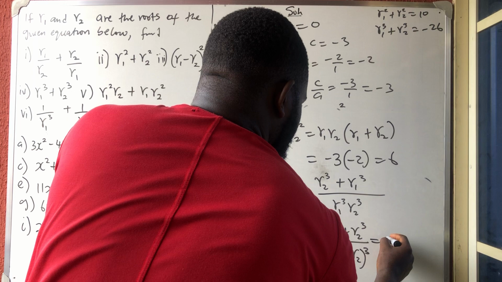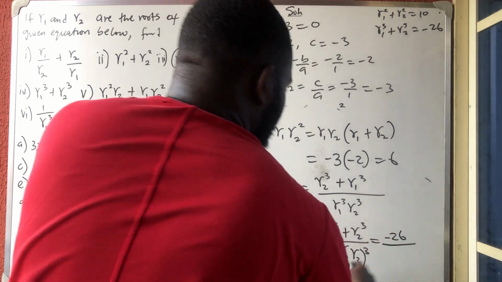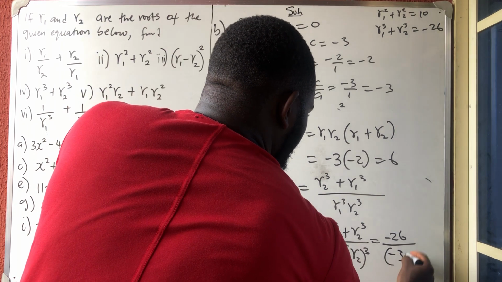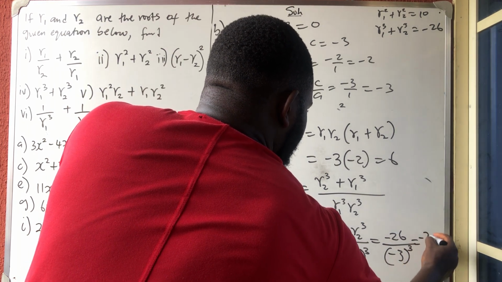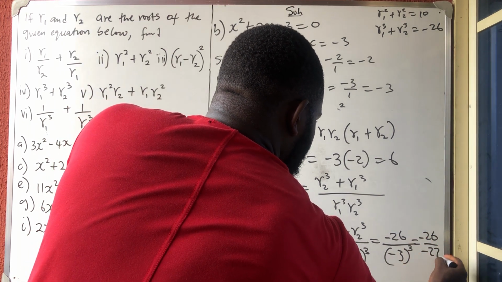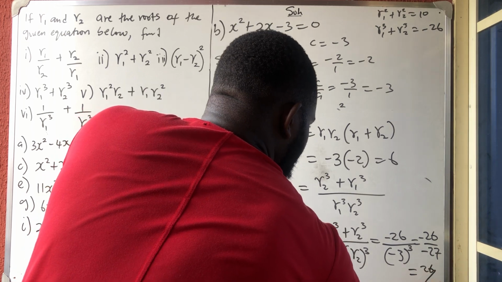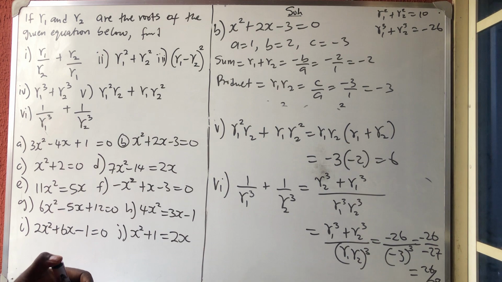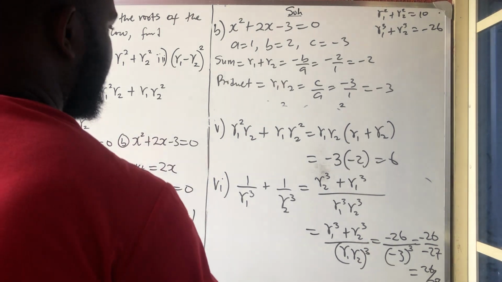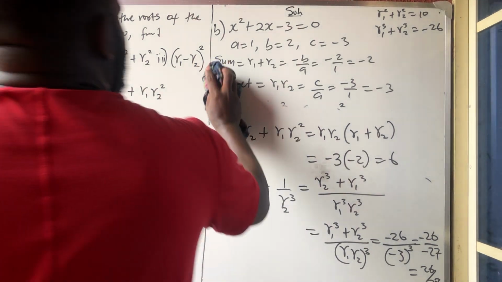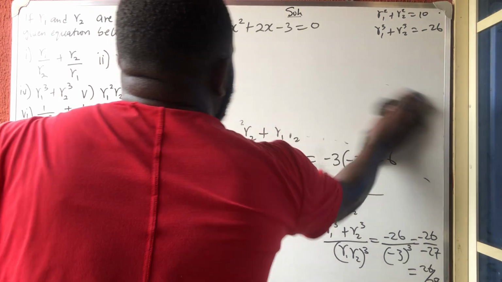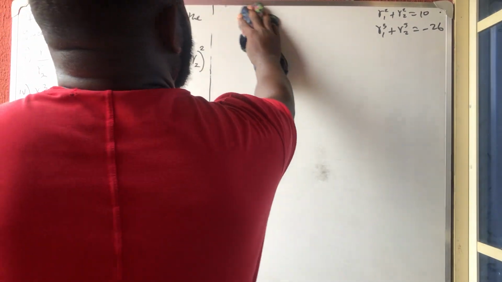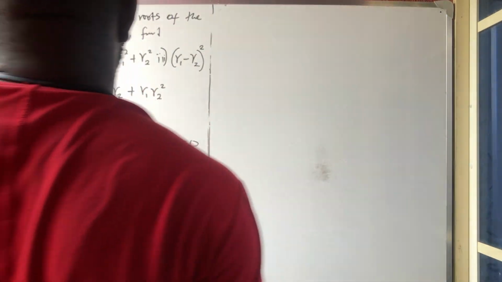I have gotten this one as minus 26. So minus 26 divided by this one gives minus 3 all cube. So which is minus 26 over minus 27, which will give you 26 over 27. So that is that. So let's move to the next one.